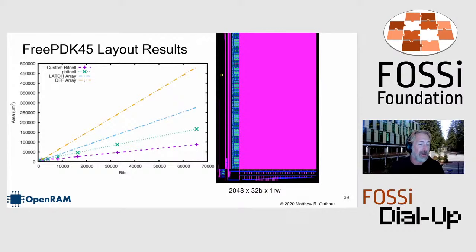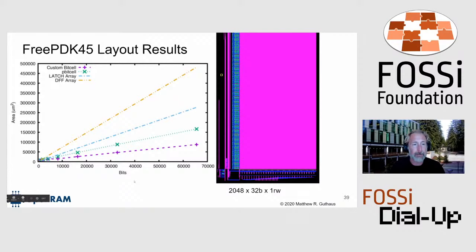OpenRAM, I should mention, also has what we call a parameterized bit cell. So this is actually the layout is generated for a bit cell that's just not a very good bit cell, but it is a bit cell. So it's about 2x less efficient than the custom cell, but it's automatic. And so you can see here that that's even better than a latch or DFF array as well.